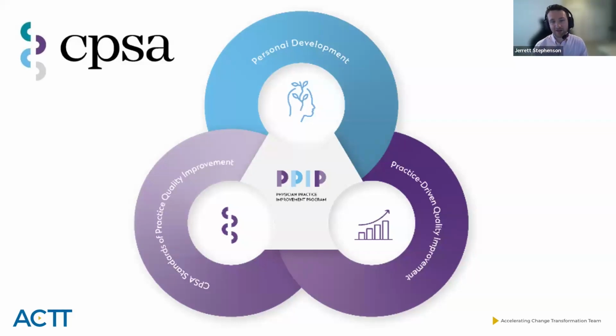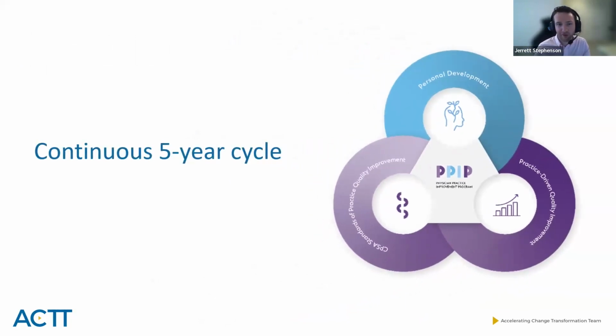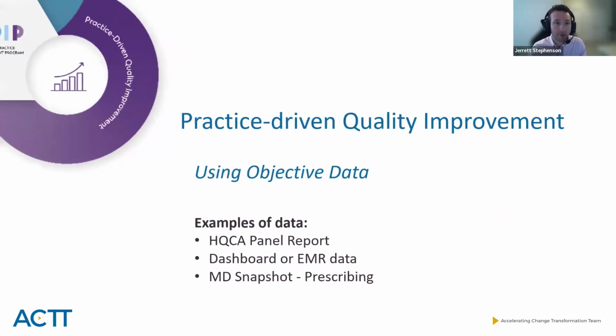Thank you, Dr. Craig. Yeah, so just a little bit of an overview. In order to meet these requirements from the college, physicians have to do each of these three every 5 years. And so they include a personal development activity, a practice-driven QI activity, and a CPSA standards of practice QI activity. When you're going through your annual renewal, you'll need to report your participation in these within that cycle. And then once you've done those, you need to take your notes that are associated with the activity that you did and your action plans and hold on to them for about 6 years, just so that you can verify the activities that you've done in the setting where that becomes something questioned by the college.